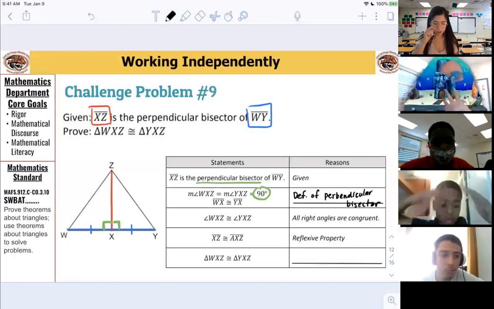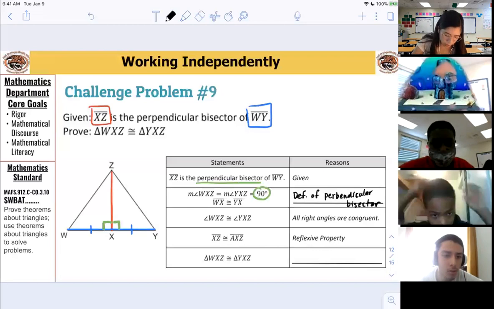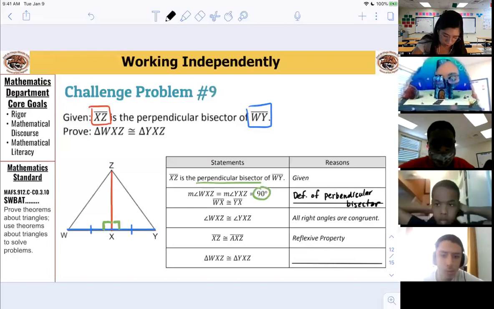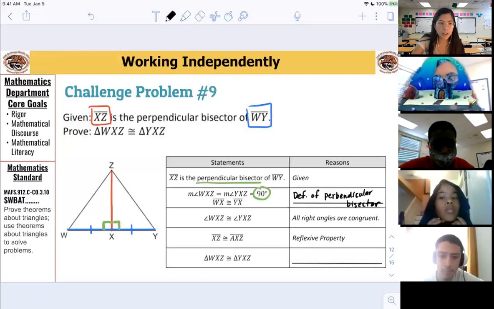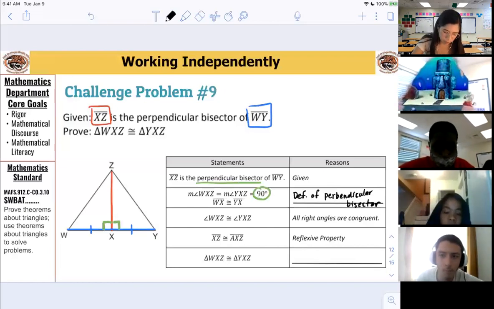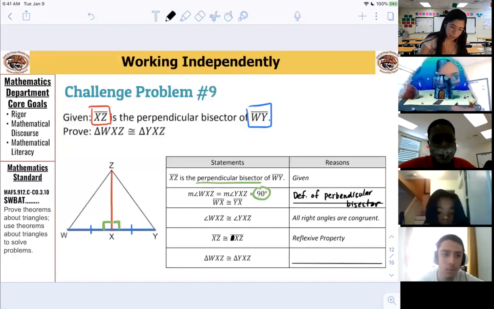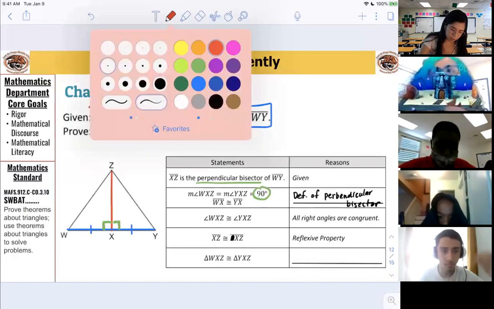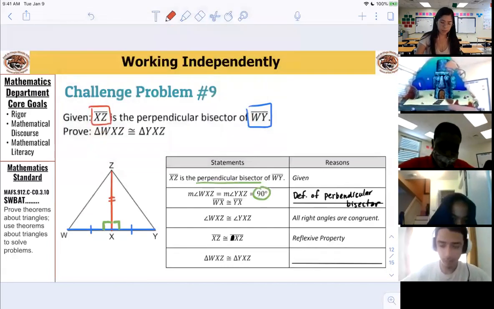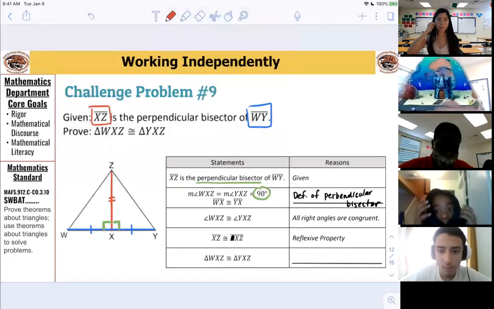Okay. Next, they're saying that WXZ is congruent to YXZ. All right angles are congruent. Cool. And then they say that XZ is congruent to, I don't know why there's an A there. I think that was another typo. So many typos. It's okay. So they're saying that XZ is congruent to itself. Perfect. And that's the reflexive property.